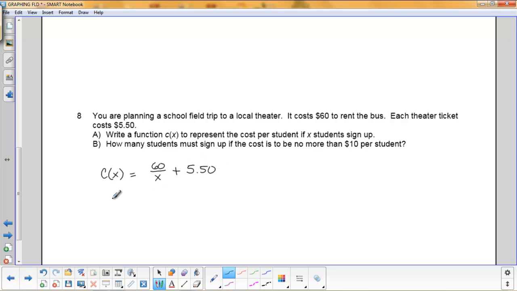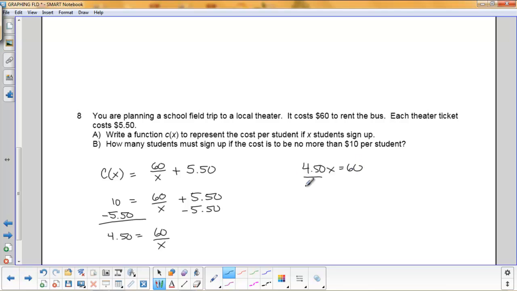All right? And now I need to know what it's going to be if it's going to be $10 per student, and I'm just going to solve this problem using PEMDAS. So I subtract this through, and that's going to give me 4.50 equals 60 divided by x. I'm going to cross multiply on that to bring the x back up, and that's 4.50 times x equals 60. Now I'll divide out that 4.50 there, and that's going to give me my answer that I'm looking for.